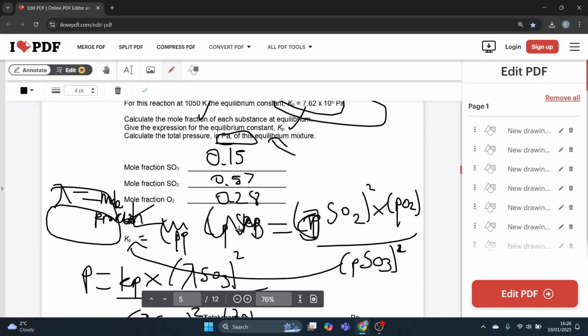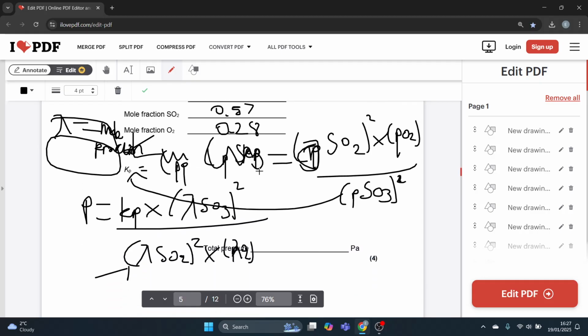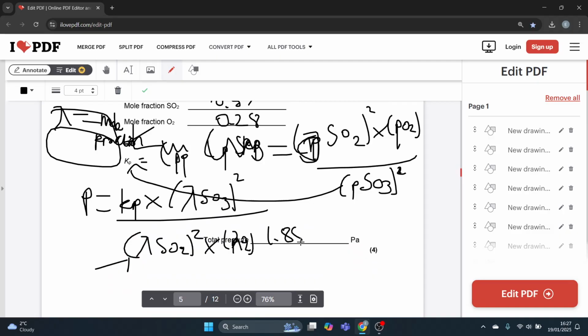I want it in pascals. Yeah, I've got it in pascals. So 1.88 times by 10 to the power 5. Always try to give it in standard form if you can. 1.88 times by 10 to the power 5 pascals.